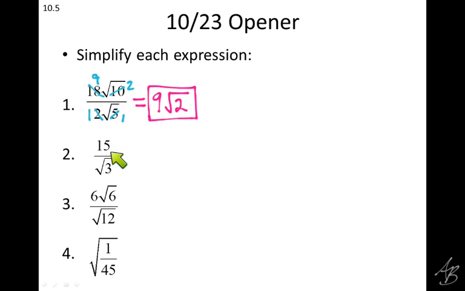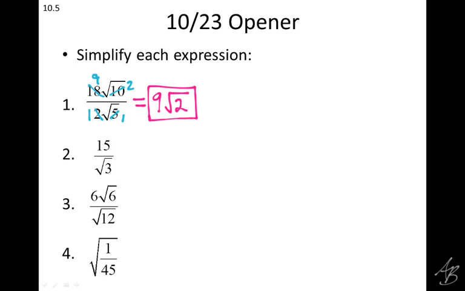In the second one, can I reduce the coefficients here? No, the only coefficient we have is the 15, right? Can I reduce the radicands? No, the only radicand we have is the 3. Why can I not reduce the 15 with the 3? Yeah, the 3's inside the square root and the 15's outside the square root. So since one's outside and one's inside, we cannot reduce them with each other.